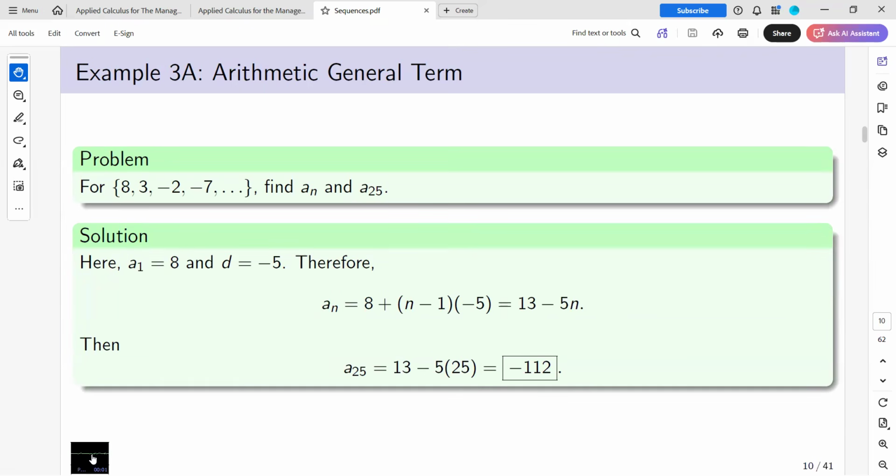The common difference is -5. Substitute it into the arithmetic general term formula, simplify, and then use n equal to 25. Checking n equal to 1 should return 8. That quick check catches many off-by-1 errors.